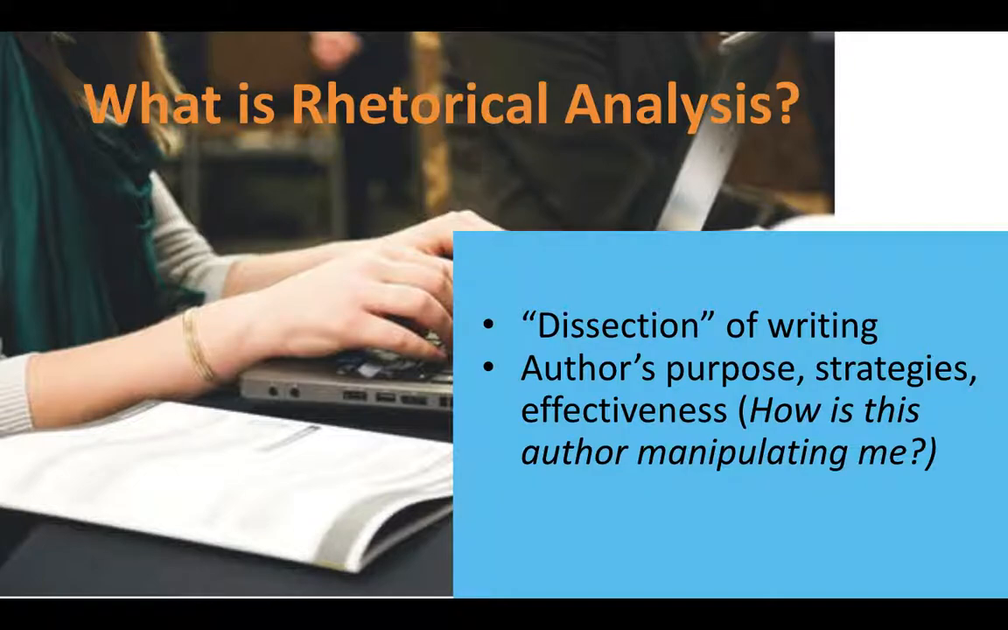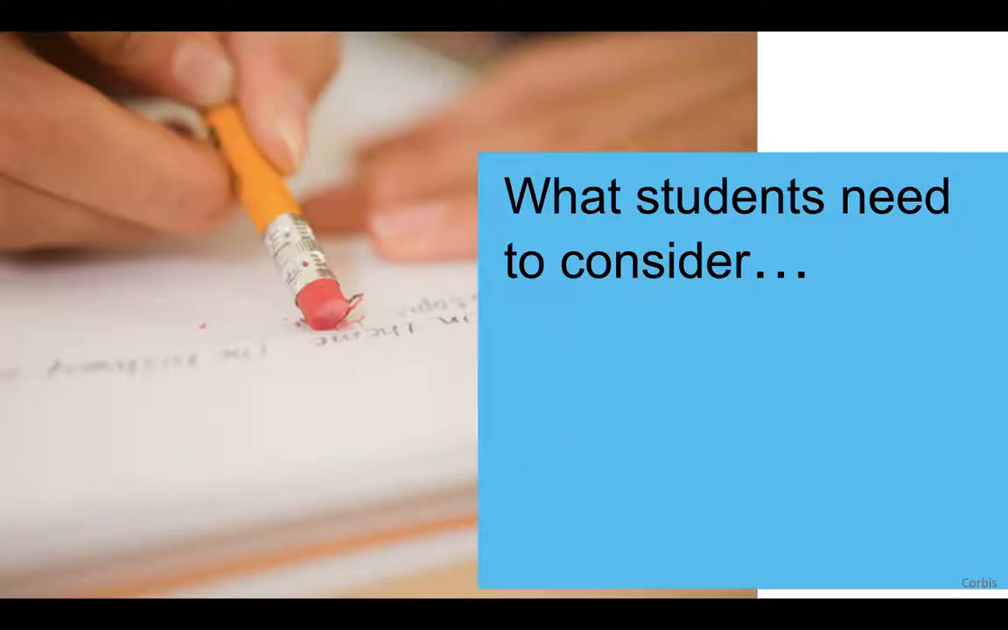Like if you think about biology class, back freshman year when you were dissecting your frogs. This is dissection of writing. You look at all the different components, you figure out why they're being used or what their use is, and then you put it back together to see how it works with the system as a whole. So in this case, you're looking for the author's purpose, what kind of strategies they use, and how effective. And you want to ask yourself all the time, how is this author manipulating me?